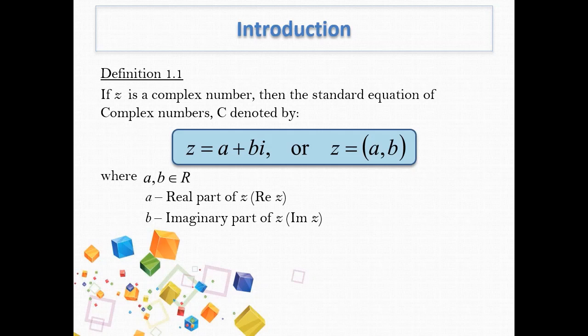Okay, so b here is actually a real number. Since it is multiplied with i, it becomes the imaginary part, while a is the real part.